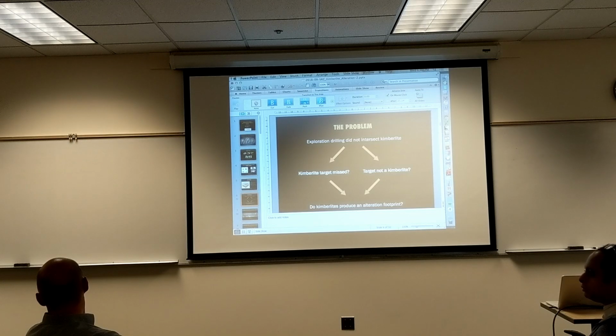So you think if you had a kimberlite pipe intruding into two different host rock environments, those halos would look exactly the same? They wouldn't look exactly the same, but there would still be a halo.